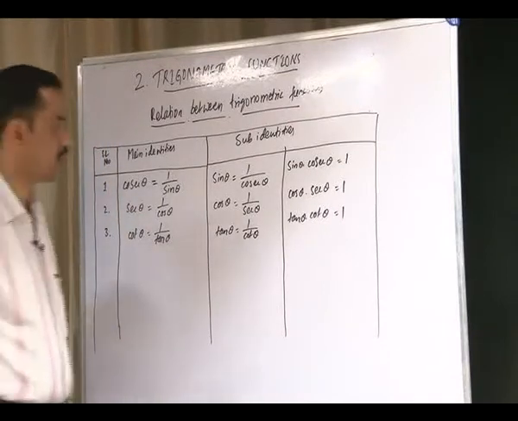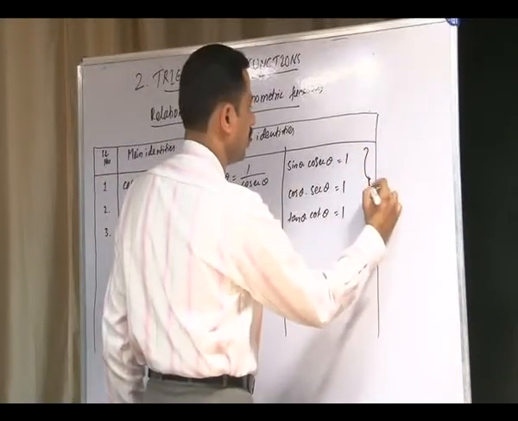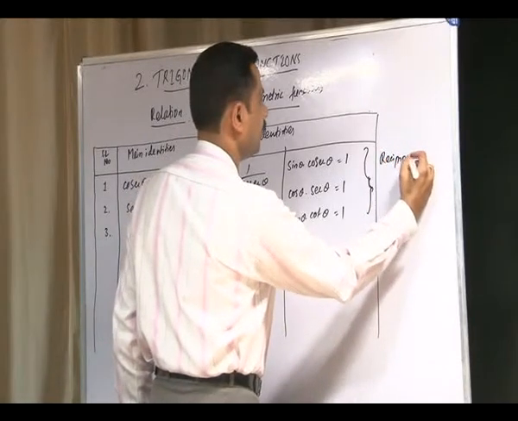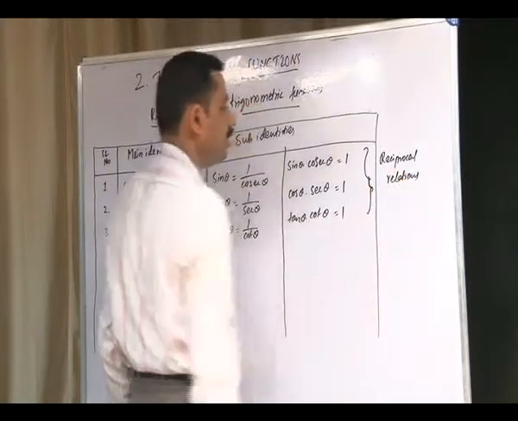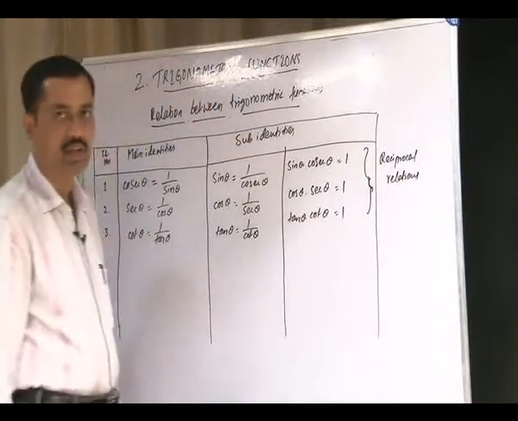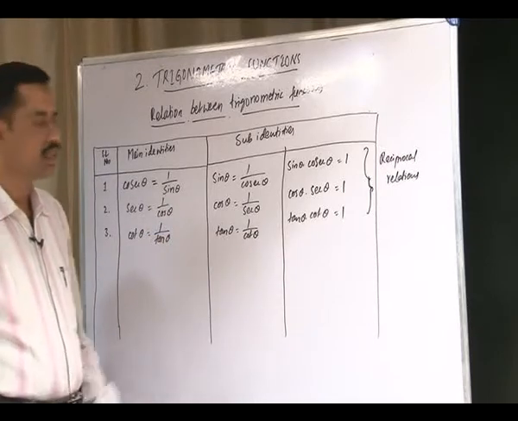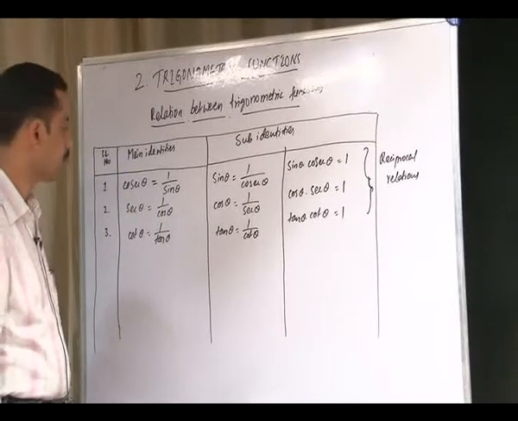These three relations are also called reciprocal relations. Since one trigonometric function is related to another by being its reciprocal, these three identities are also called reciprocal relations.